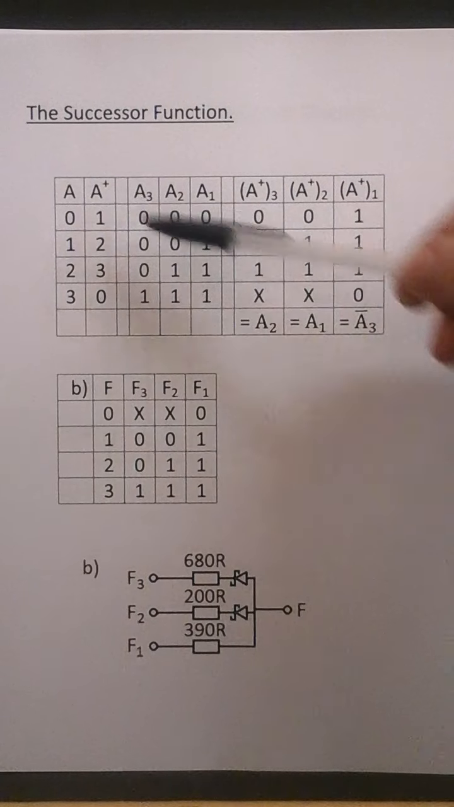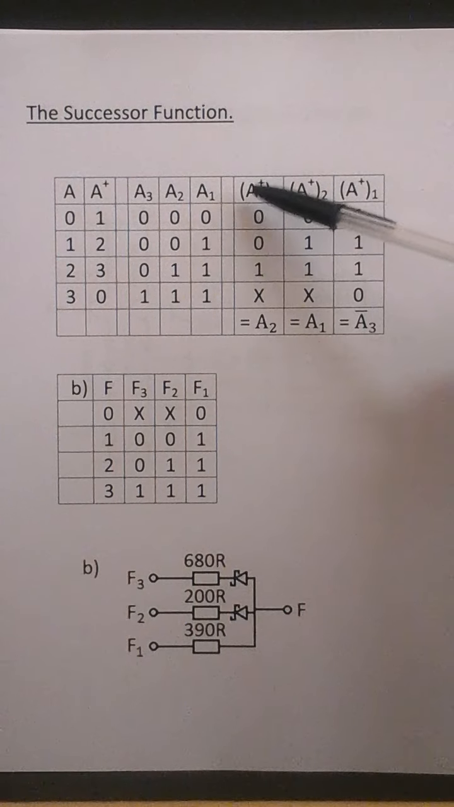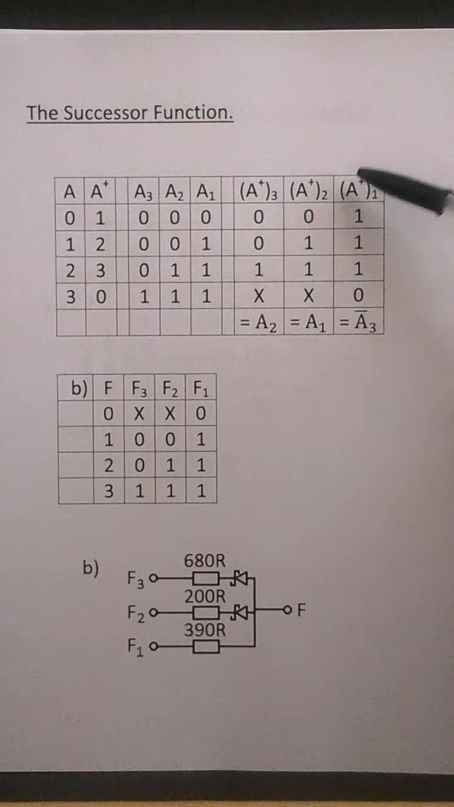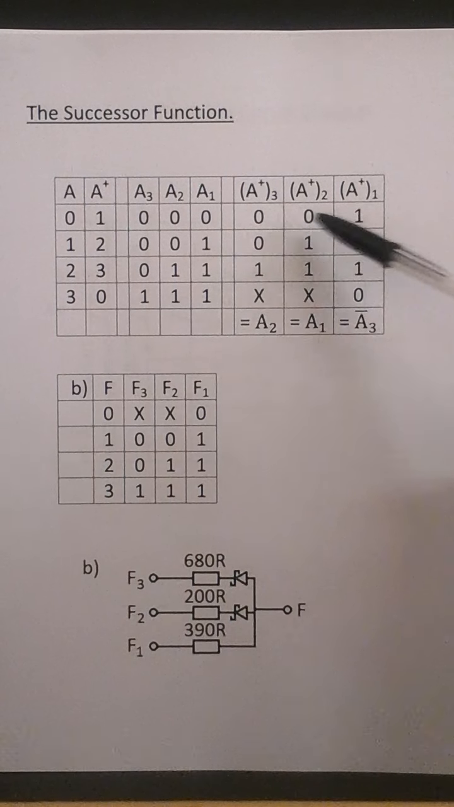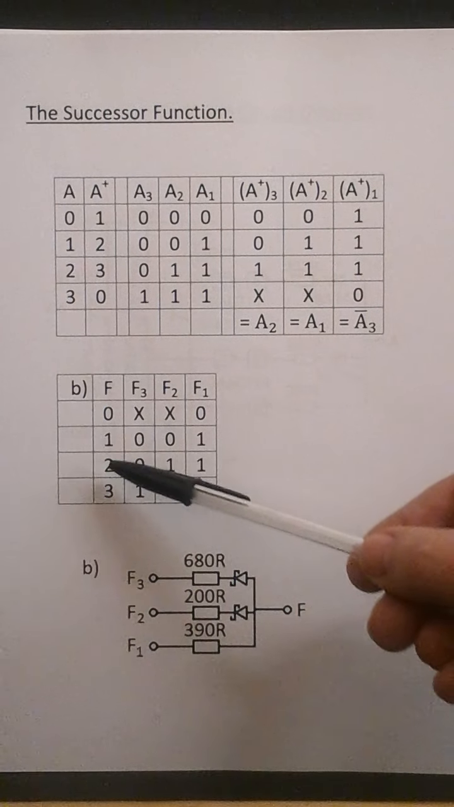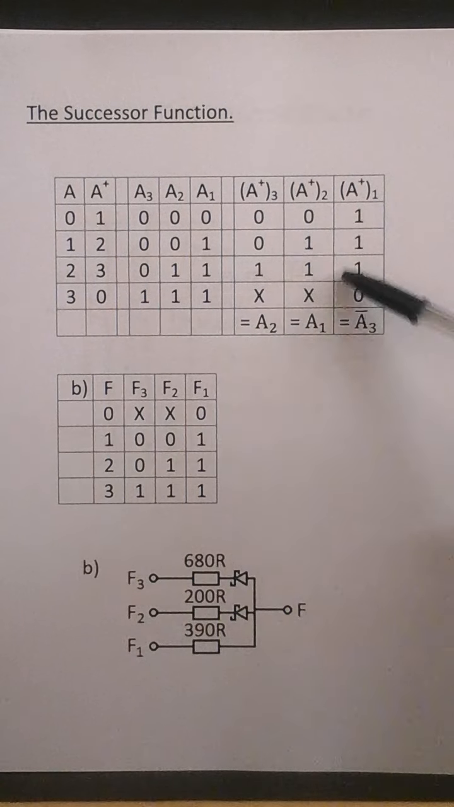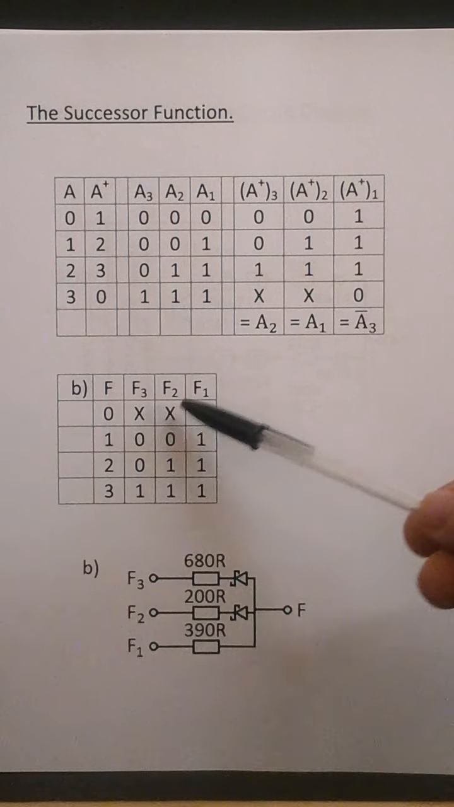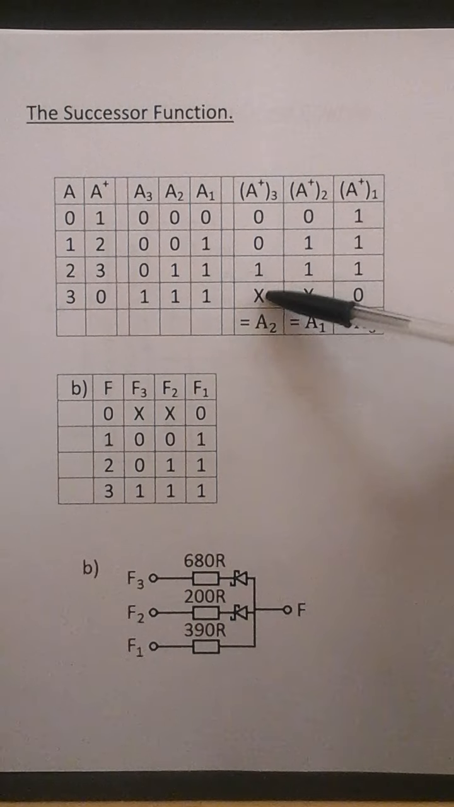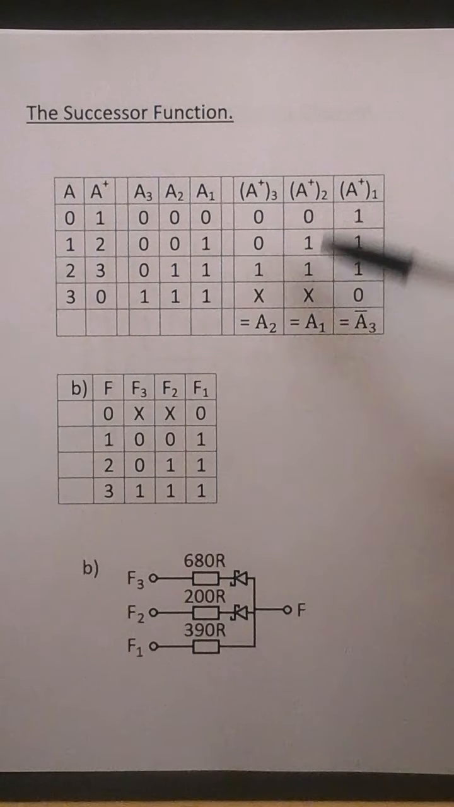So for A plus 1, it is 0, 1, 1, for A plus 3, A plus 2 and A plus 1. 2 is a 0, 1, 1. 3 is a 1, 1, 1. 0 is an XX0. So you can use it to say that A plus 3 is A2, A plus 2 is A1, and A plus 1 is not A3.